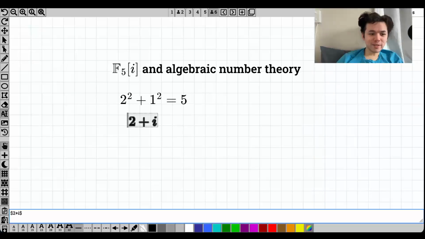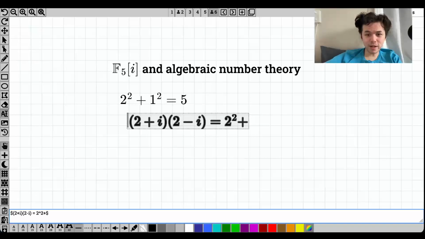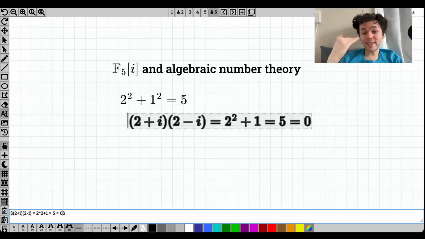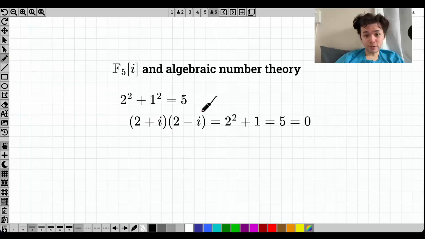And in fact, you can see with this example a little bit of what's going on is that you have a 0 divisor here. If I take 2 plus i times 2 minus i, I get the norm, 1 squared plus 1 squared, and these are both elements of F5 of i. Plus 1 equals 5 equals 0. So this is not a field. F5 of i is not a field because you have 0 divisors, and these aren't allowed in fields.